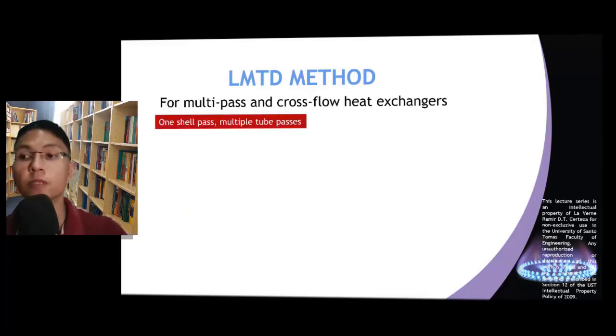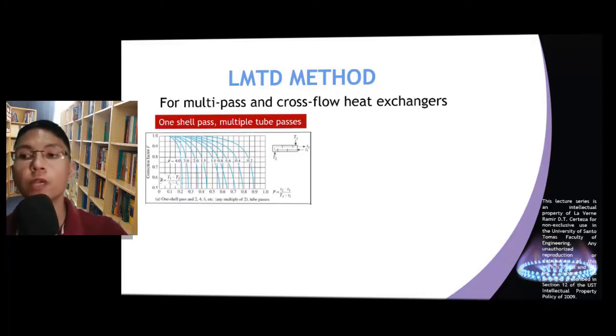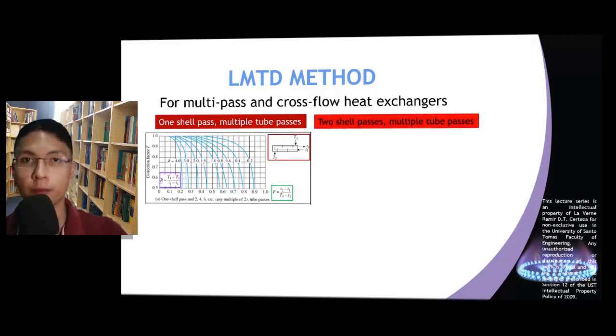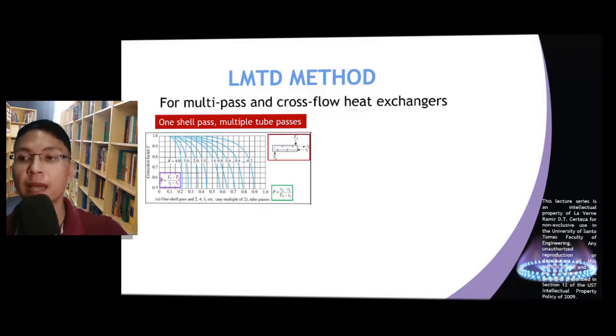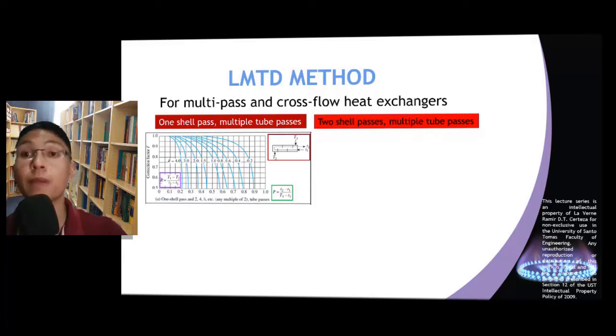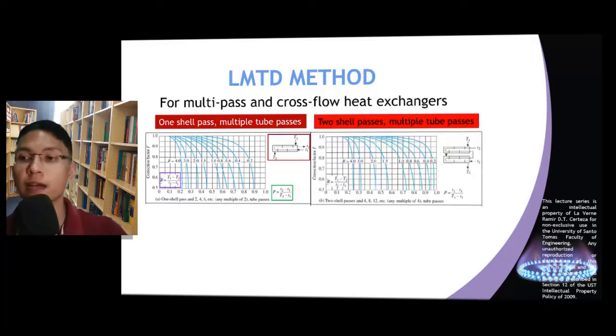For one shell pass multi-tube passes heat exchanger, we use this graph to find the value of the correction factor F. Using this reference figure as a guide, we can compute for the value of the temperature ratio P and for the temperature ratio R. For two shell passes, multi-tube passes heat exchanger, we use this graph to find the value of the corresponding correction factor. Again, using this given reference figure as a guide, we can compute for the values of the two temperature ratios.